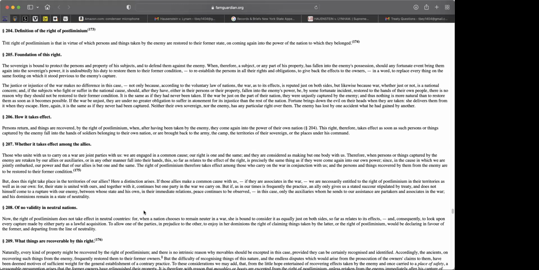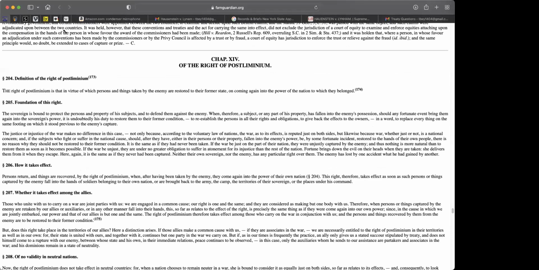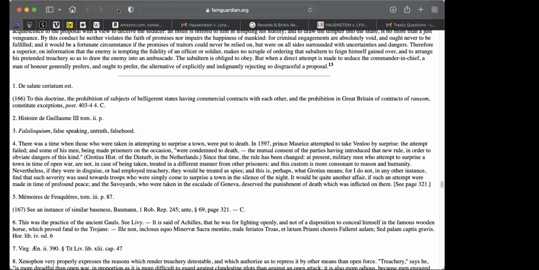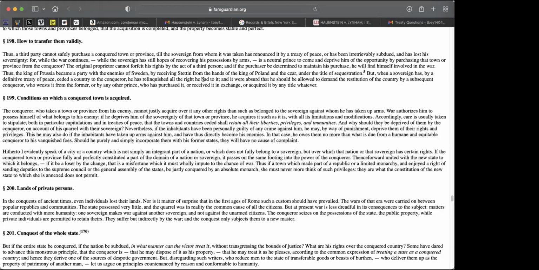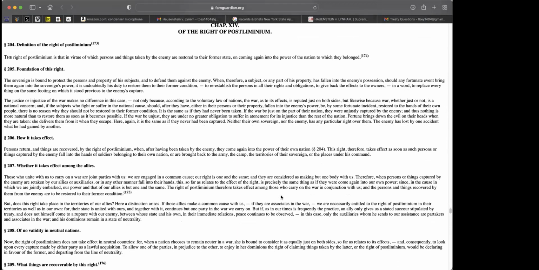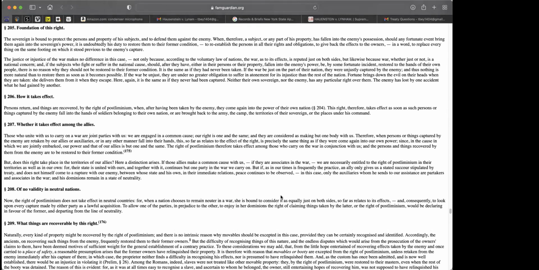The justice or injustice of the war makes no difference in this case, not only because, according to the voluntary law of nations, the war, as to its effects, is reputed just on both sides, but likewise because war, whether just or not, is a national concern. And if the subjects, I lost it, Terrence. Oh, I'm sorry. Am I actually moving? I was trying to find my screen here. I'm sorry. Oh my goodness. Here it is. Okay, here we are. Sorry about that. That's okay.